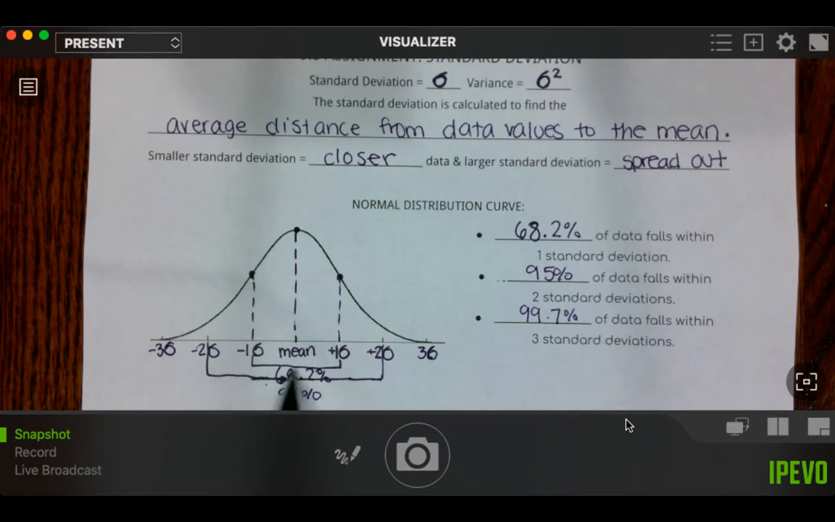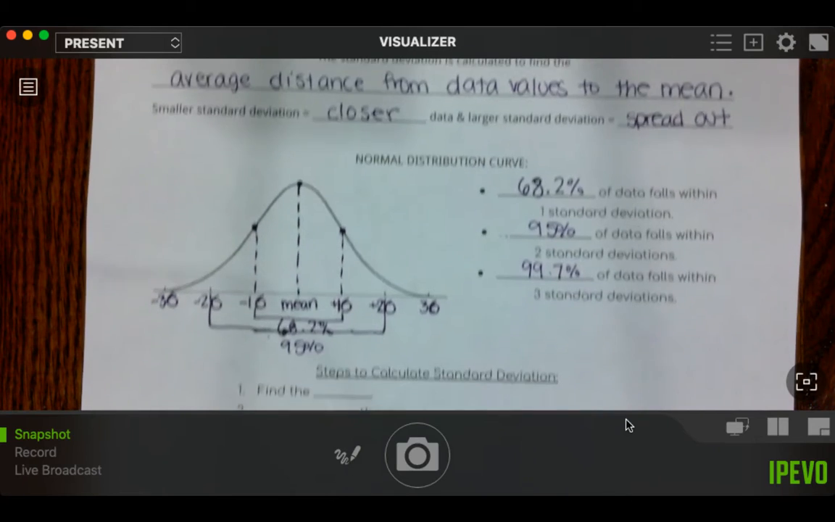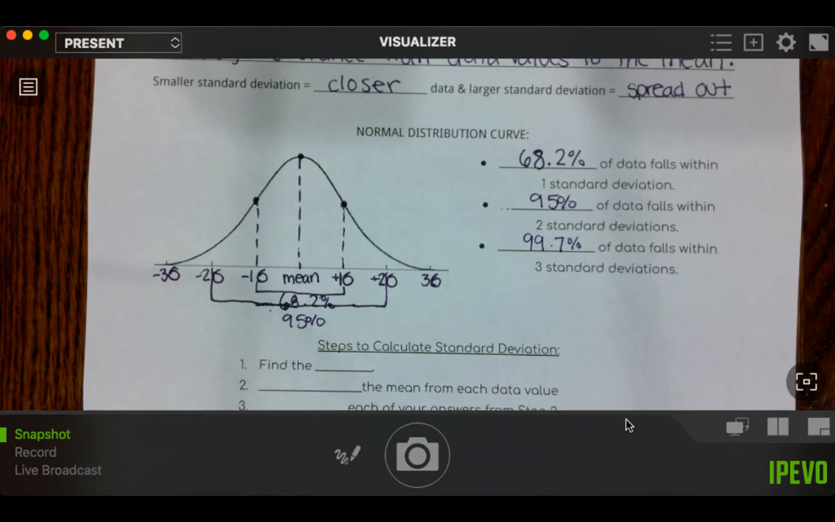So basically you have 70% of your data within the first standard deviation both directions, 95% between this one and this one, and 99.7%, so almost 100% between these two. So it kind of breaks it down into probabilities, which is what the normal distribution curve gets used for and other things.